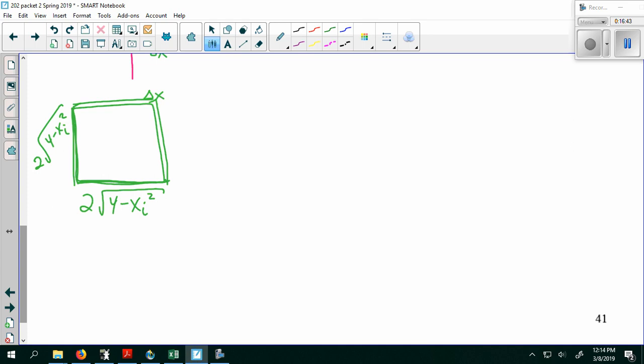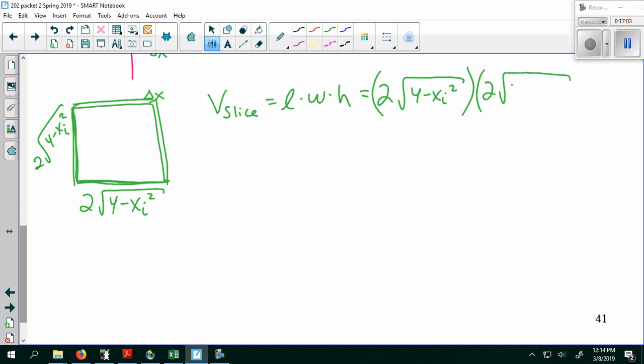Okay, so the volume of this slice would be base length times width times height. My length is 2 radical 4 minus xi squared. My width is also 2 radical 4 minus xi squared. And my height or thickness is delta x.